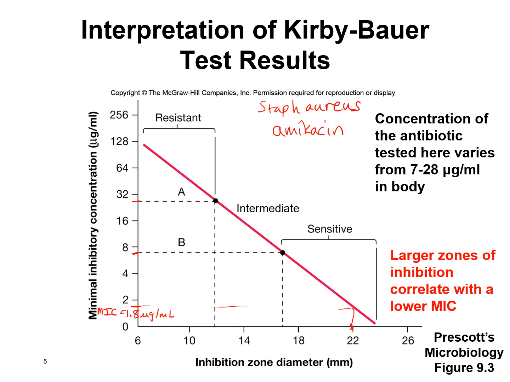And we know that amikacin, when we give that to the patient, we're going to be at least 7 to 28 micrograms per mil at the doses that we normally give. So we're going to be way above the MIC for amikacin. So that means that the amikacin would work very well against Staph aureus, and so it would be reported out as being sensitive. So that would be a good choice for the patient to kill the Staph aureus and their infection.